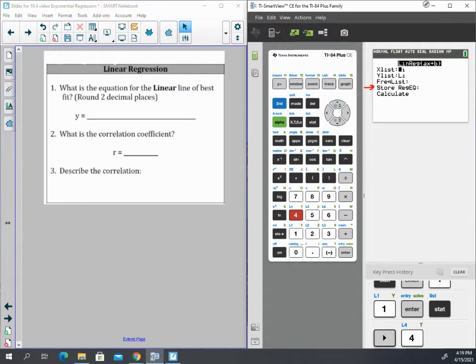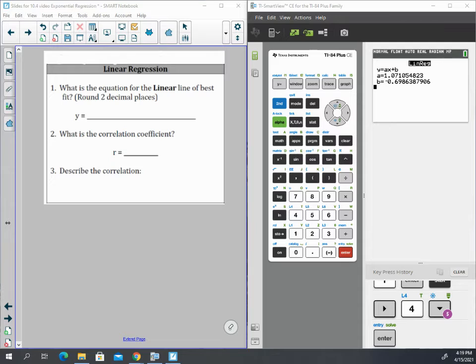So when we choose that, we arrow down or enter, enter, enter, and then we have here our equation. It shows us our y equals ax plus b, and we're going to write that equation over here. This is our linear regression equation. So y equals, we're going to round to 2 decimal places. That will be 1.07x plus, and our b is negative, so we could have just done subtraction, but here's negative 0.698. So that rounds to 0.7.